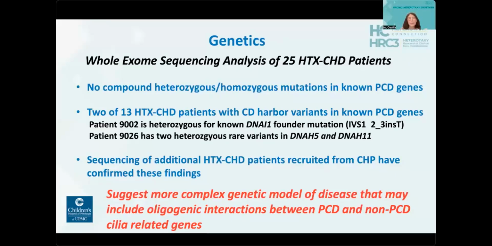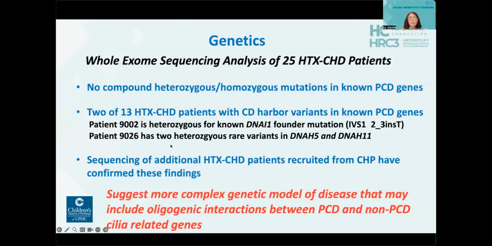We also had another patient that had 2 heterozygous rare variants, one in DNAH5 and one in DNAH11, both PCD genes. But again, because they are heterozygous, they do not fit the classic model of a monogenic recessive disorder for PCD. So presumably by themselves, they cannot cause PCD. We also sequenced additional heterotaxy CHD patients that were recruited from Children's Hospital Pittsburgh. This is after I moved to Pittsburgh, and found that in fact, none of these additional heterotaxy CHD patients actually have compound heterozygous or homozygous mutations in known PCD genes.